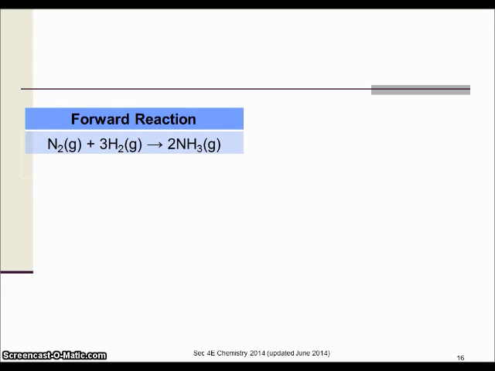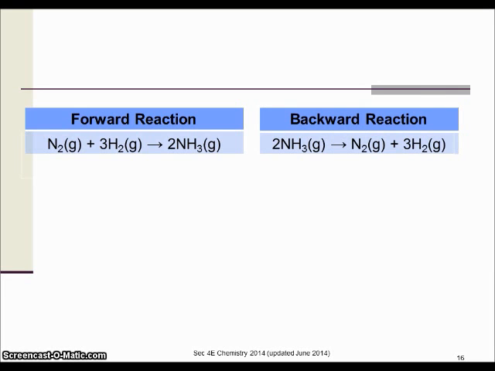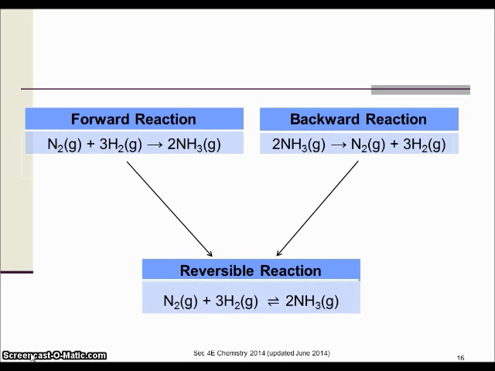Now, for the forward reaction, we have your nitrogen reacting with your hydrogen to form your ammonia gas. As this is a reversible reaction, we will also have your backward reaction occurring at the same time, which is your ammonia breaking down to form your nitrogen gas and hydrogen gas. The overall equation for the reversible reaction between your nitrogen and your hydrogen to form your ammonia gas is as shown.